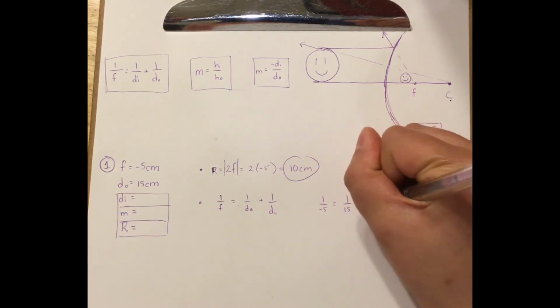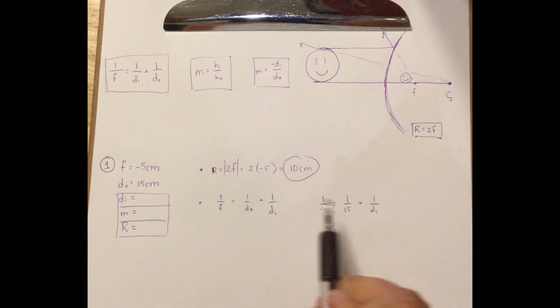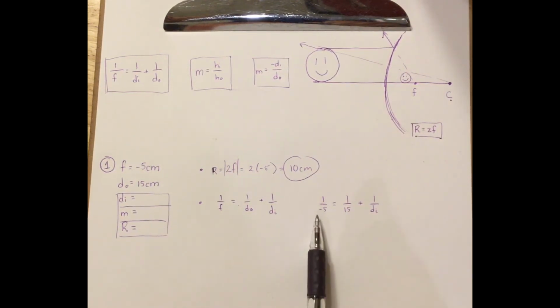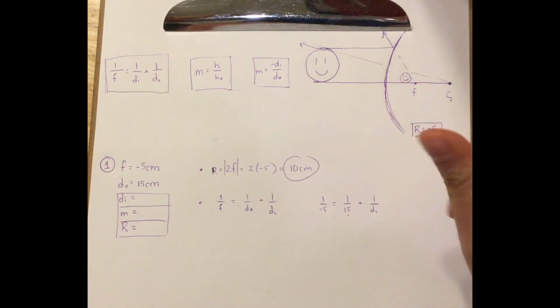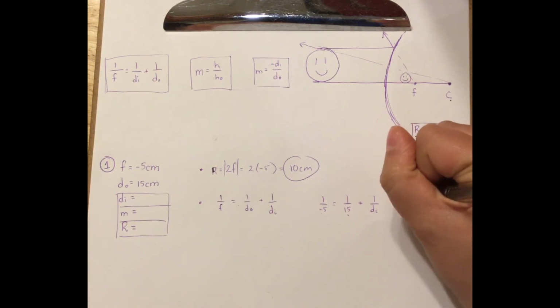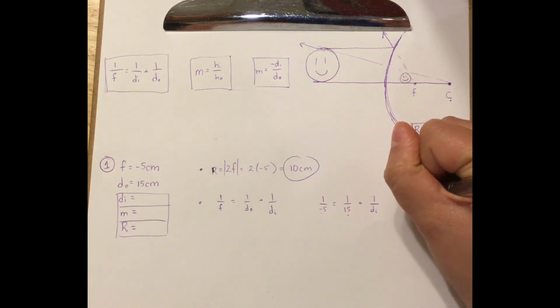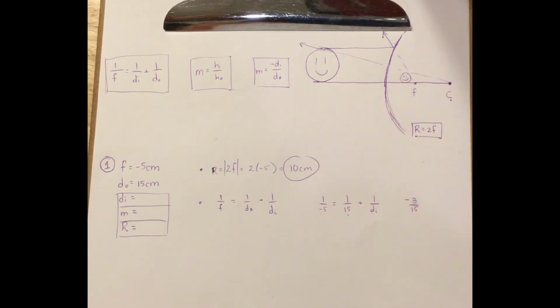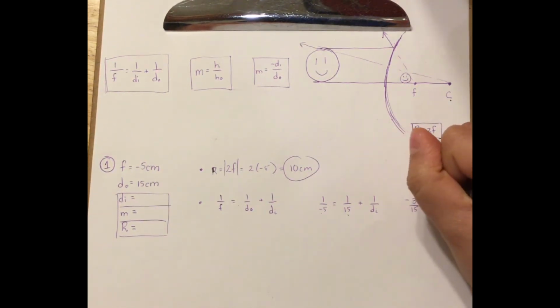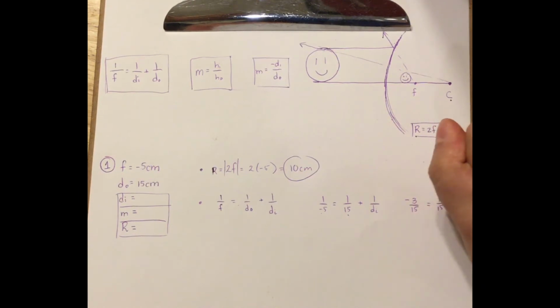Someone looked at this and said, well, can't I just cancel all the ones here and put 15 and that would just be like negative 20? No, you can't. You actually have to find the least common denominator. So I'm going to take 5 and 15 to a least common denominator of 15. So negative 1/5 becomes negative 3/15 equals 1/15 plus 1 over di.